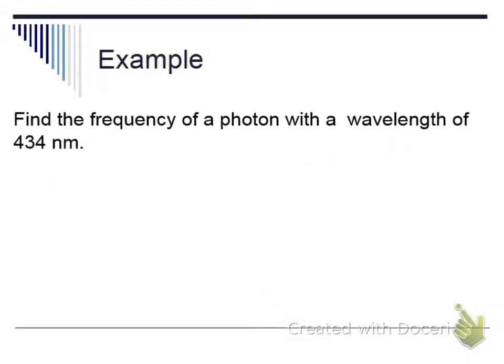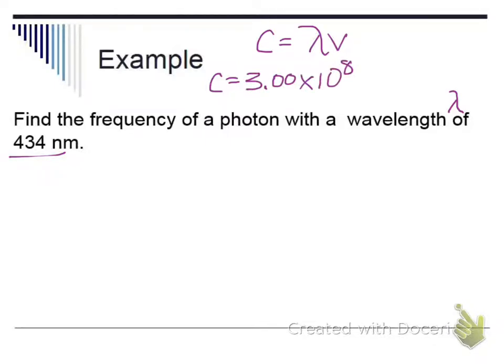This one says find the frequency of a photon with the wavelength of 434 nanometers. So that's going to be our lambda. So we're going to use this equation. We already know the speed of light because it was given to us. It's a constant. It's the same for every form of electromagnetic radiation, which is 3 times 10 to the 8th meters per second.